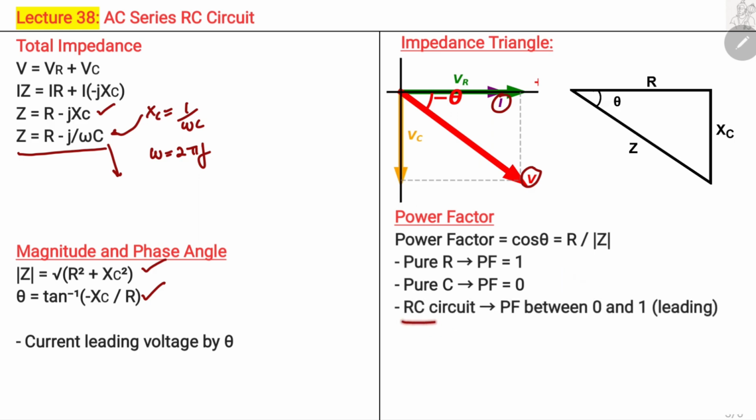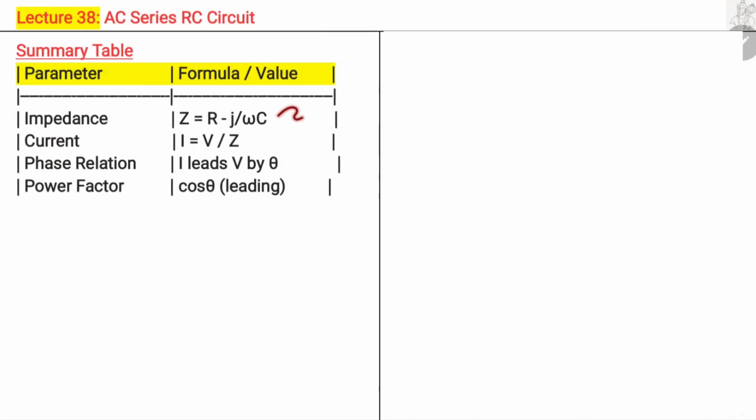Therefore, the power factor of an RC circuit remains between 0 and 1, and since the current is leading the voltage, we say that the power factor is leading in nature. So summarizing all the entities, impedance is simply given by Z is equal to R minus j by omega C for an RC circuit.